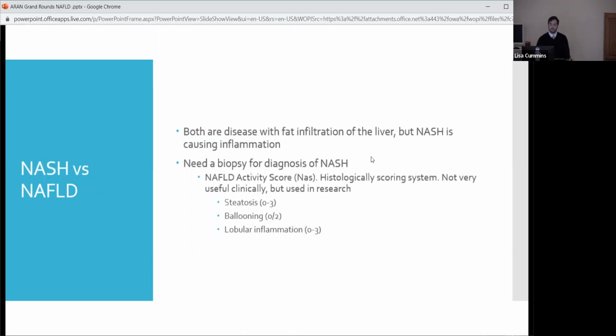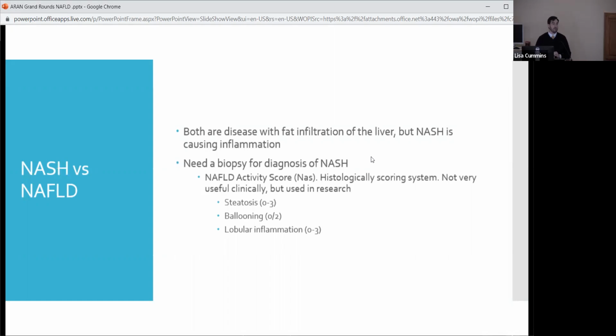So NASH versus NAFLD, okay? So I mentioned that inflammation is an important part, especially when we see it on histology. So both of these are fat infiltration of the liver, but NASH is actually causing inflammation, okay? And so that's kind of difficult to diagnose from a clinical standpoint. So really, you need a biopsy to diagnose NASH.